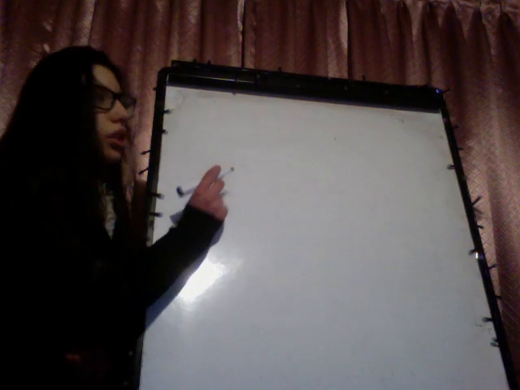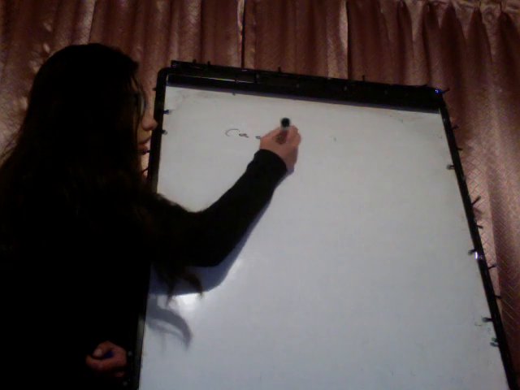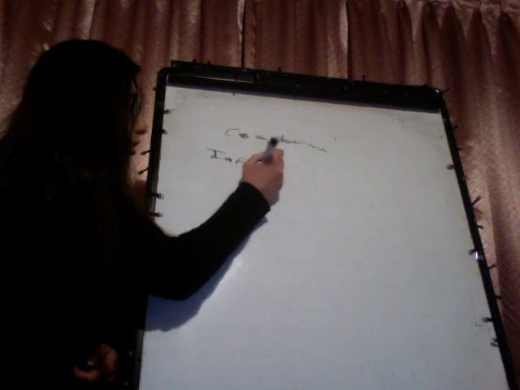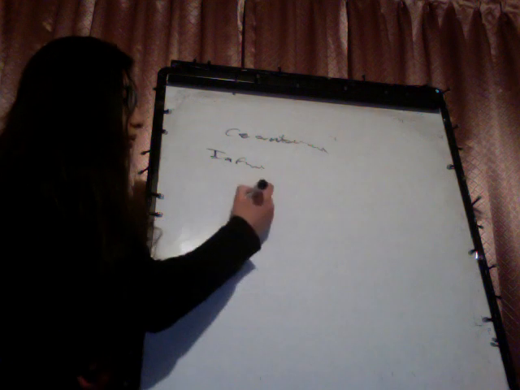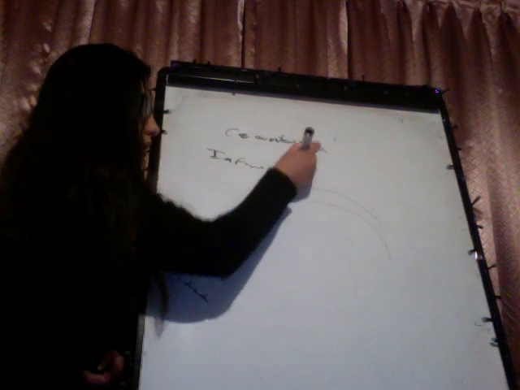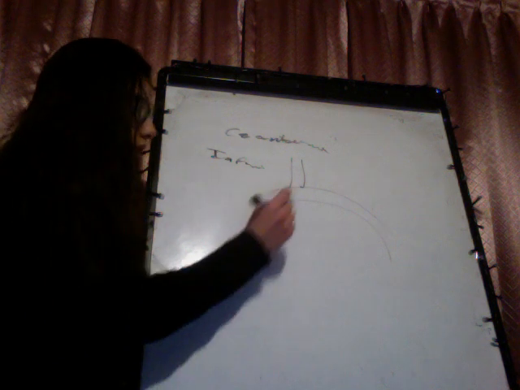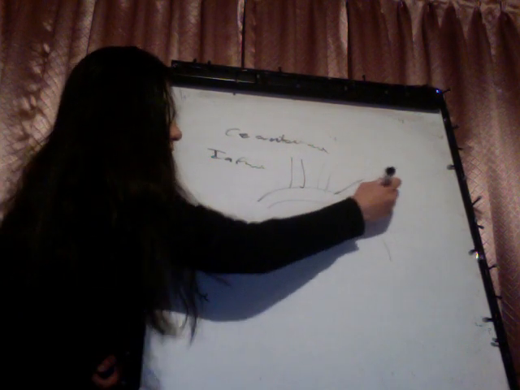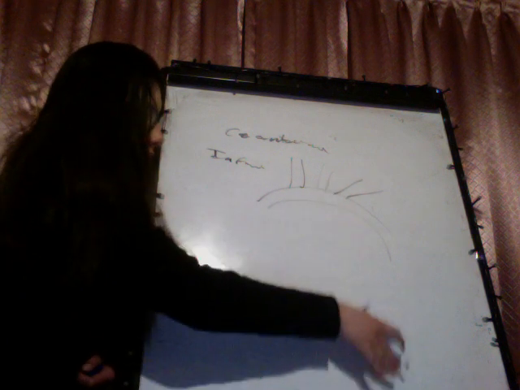Now we're going to see the coarctation of the aorta. Coarctation of the aorta. We have the infantile form and the adult form. We have the aorta. We have the brachiocephalic trunk, right brachiocephalic trunk, left carotid, left subclavian, and all the way down.